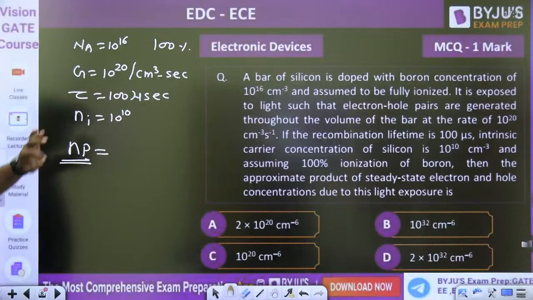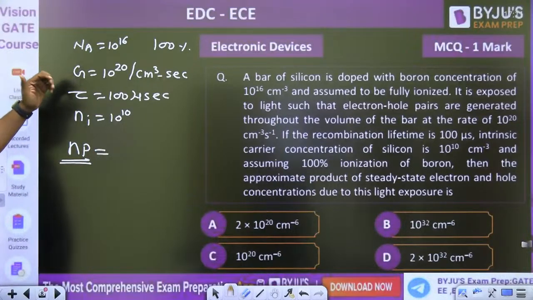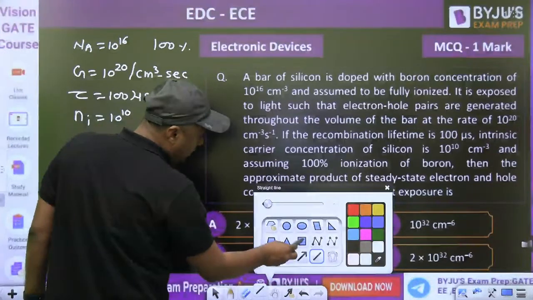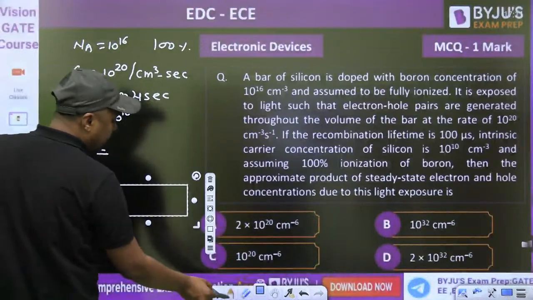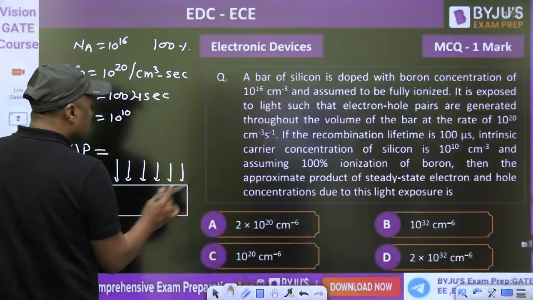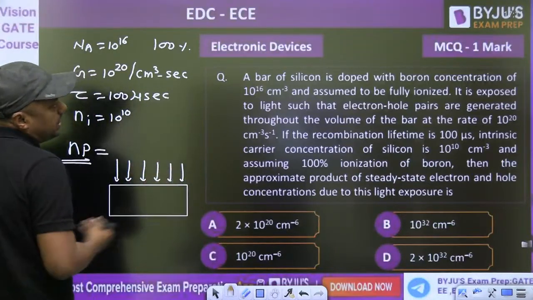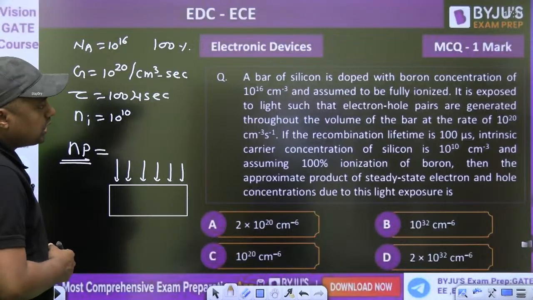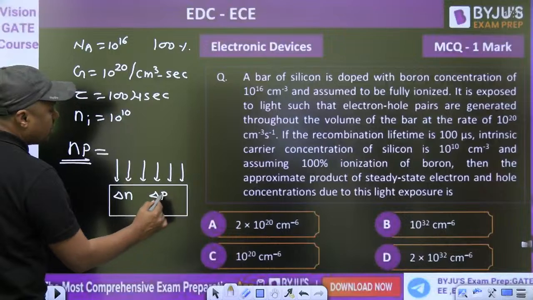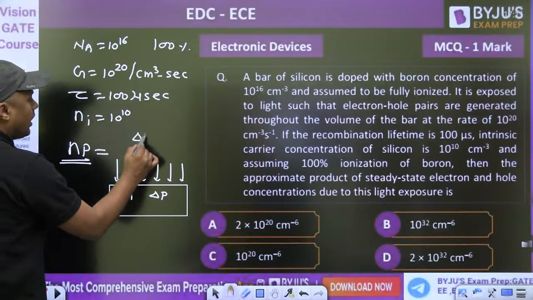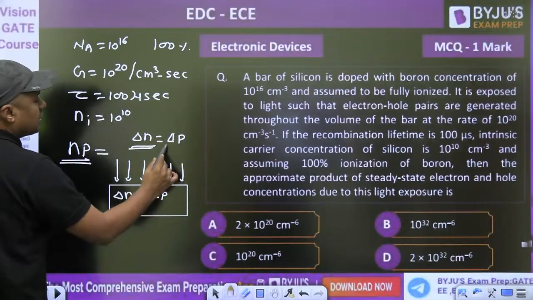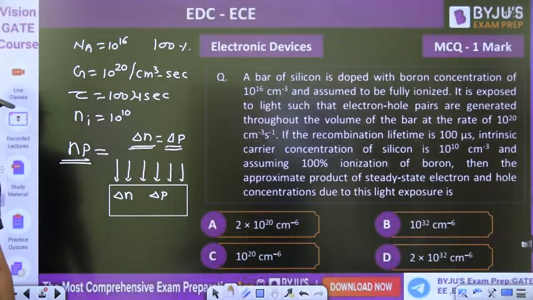Now watch this. Everything is given here. Na is given, G is given, tau is given, n_i is given, and uniformly doped means uniformly lit throughout the bar, as we are giving the light throughout the bar. So throughout the bar, new hole electron pairs are generated. When new hole electron pairs are generated, there will be a change in the concentration of electrons as well as a change in the concentration of holes, and they will remain the same, because when new hole electron pairs are generated, the change in the concentration of electrons and the change in the concentration of holes will be equal.